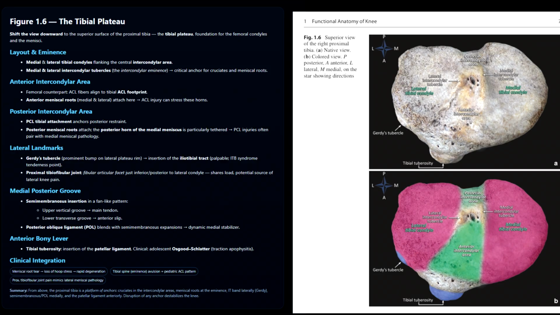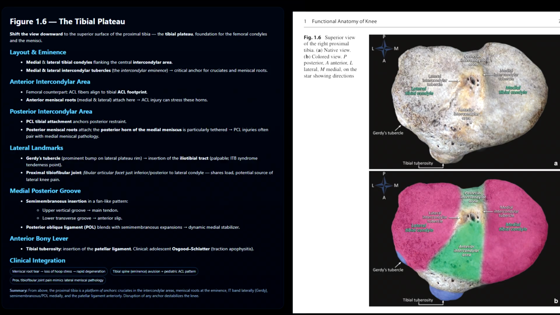Now, glance laterally. On the outer side of the lateral condyle, you will find a very prominent bump, Gerdy's tubercle. This is the insertion site of the iliotibial tract, the thickened lateral portion of the fascia lata. Clinically, this tubercle is palpable, and tenderness here may point to iliotibial band syndrome, a common overuse injury in runners.